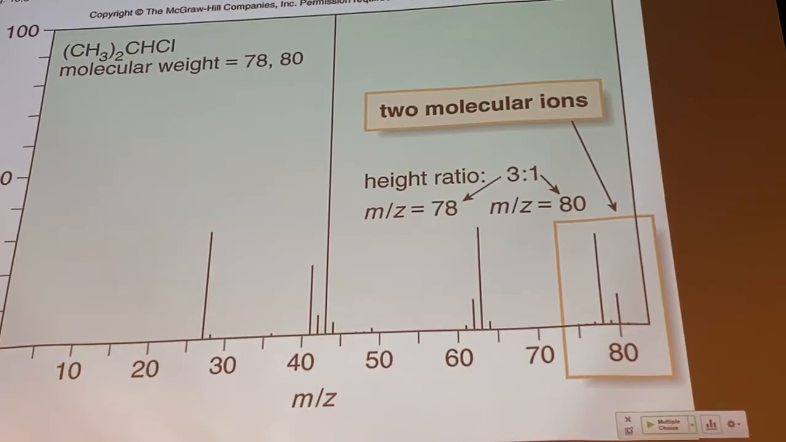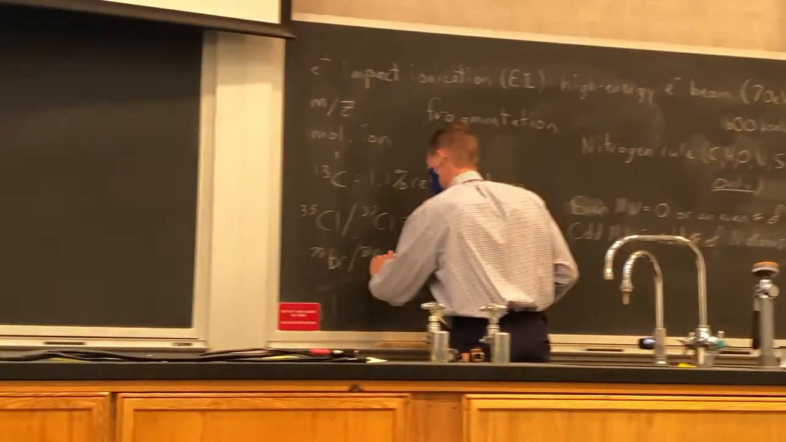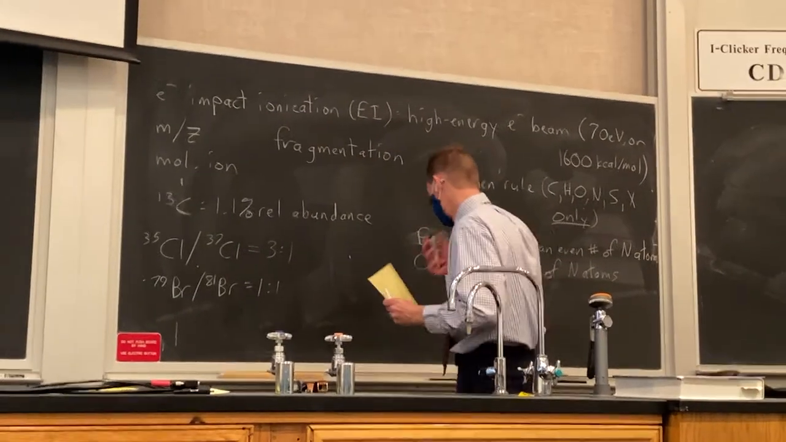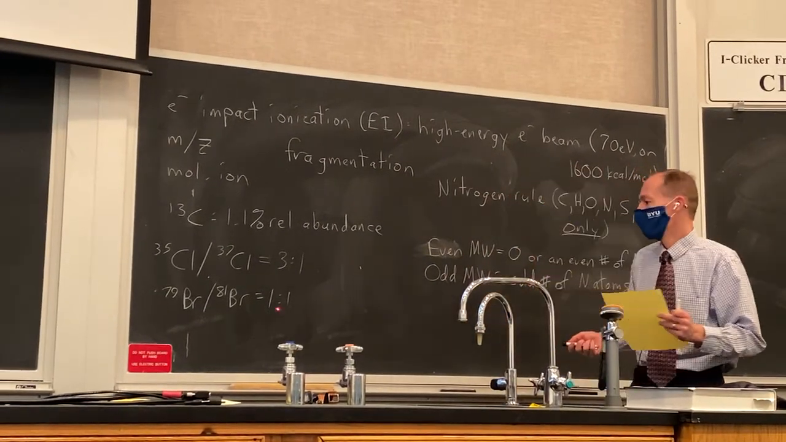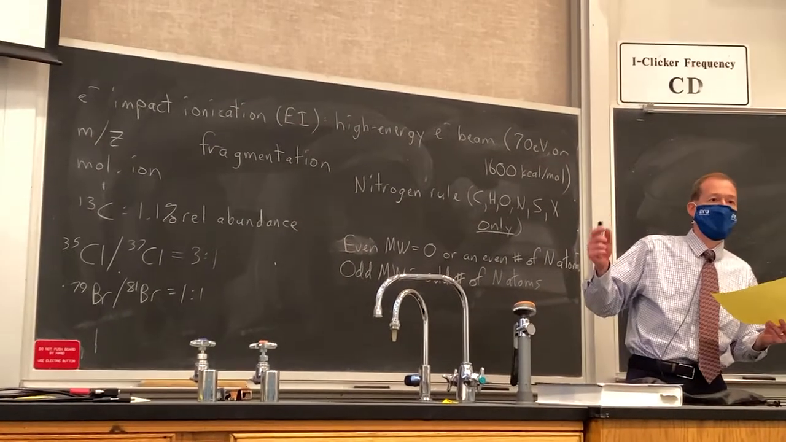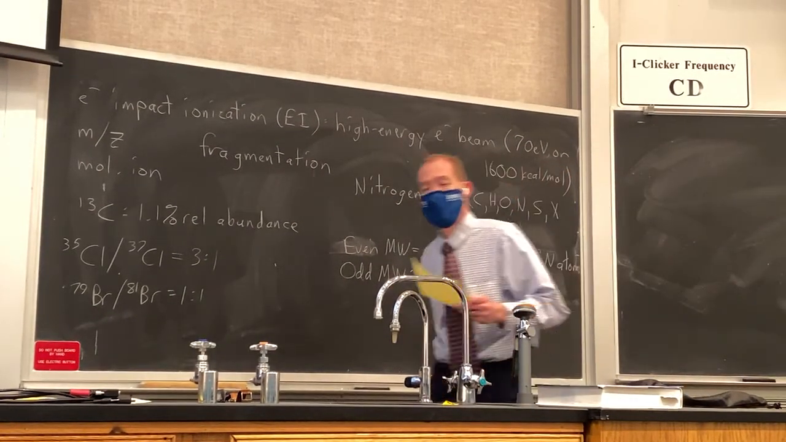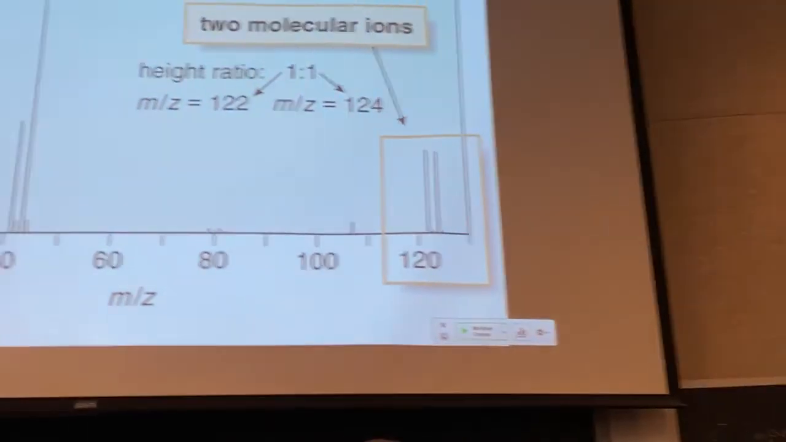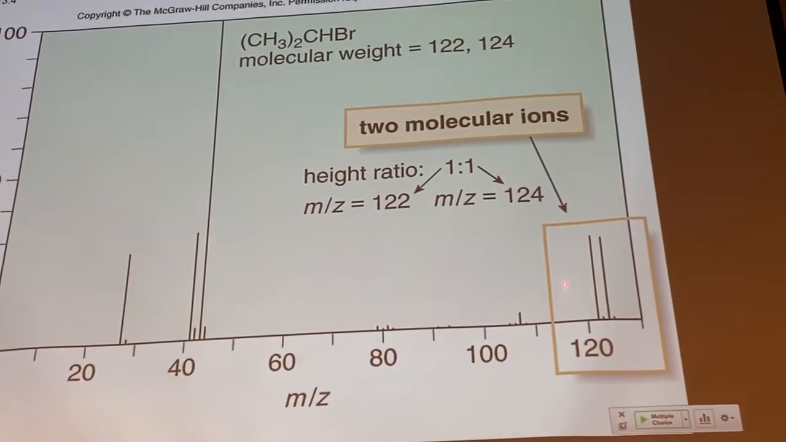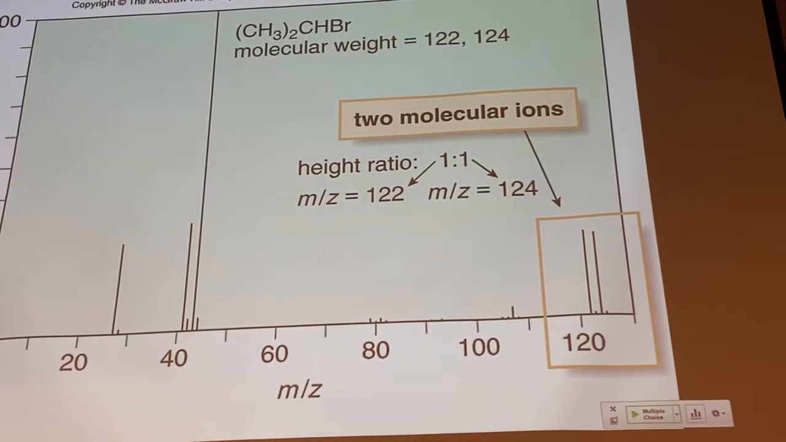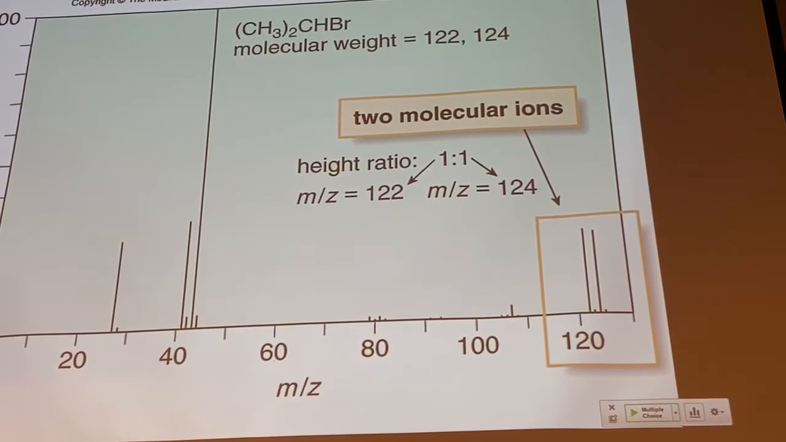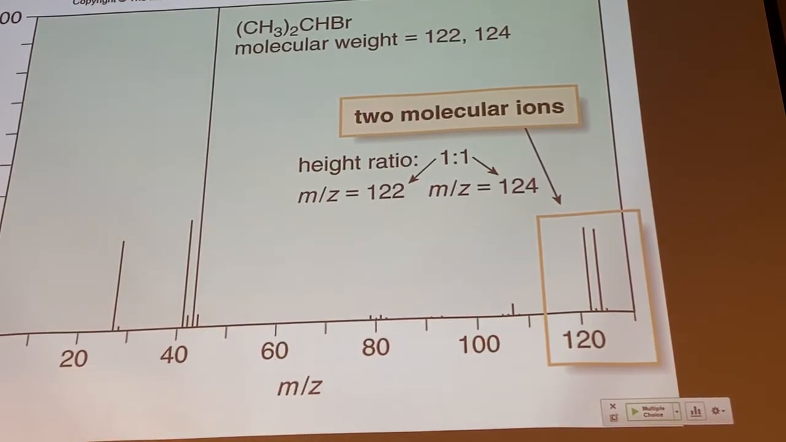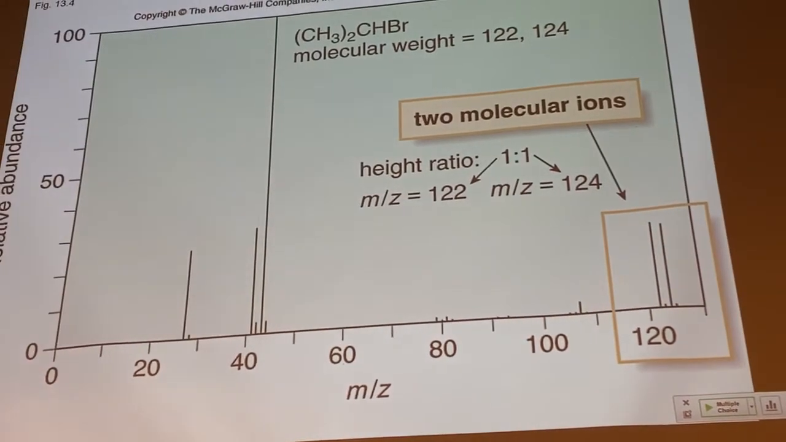Bromine 79 and bromine 81 are equally abundant. So if we have a 1-to-1 ratio between the M peak and the M plus 2 peak, then we know we have a bromine in the molecule. So the next mass spectrum we have is isopropyl bromide, and here we see the M peak and the M plus 2 peak. Okay, so that's very helpful in allowing us to see the presence of bromine or chlorine in our molecules.